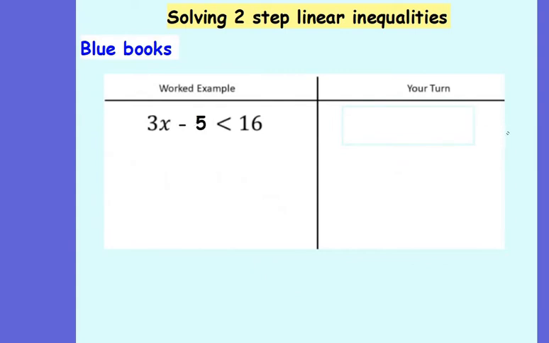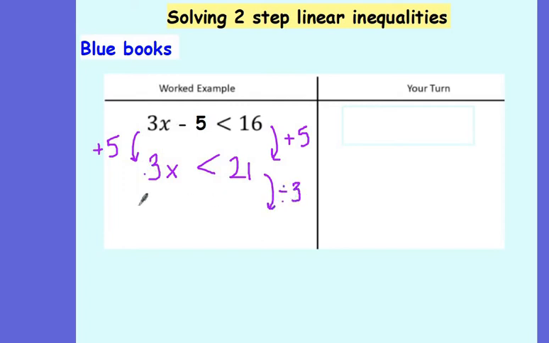Okay, Year 8, pens down, eyes on me. I'm going to do an example, then you're going to do one. This time I've got 3x take away 5 is less than 16. The first thing I'm going to do is I'm going to add 5 to both sides. This gives me 3x is less than 21. I'm then going to divide both sides by 3, which tells me that x is less than 7. So x could now be any number less than 7, and this inequality would work.